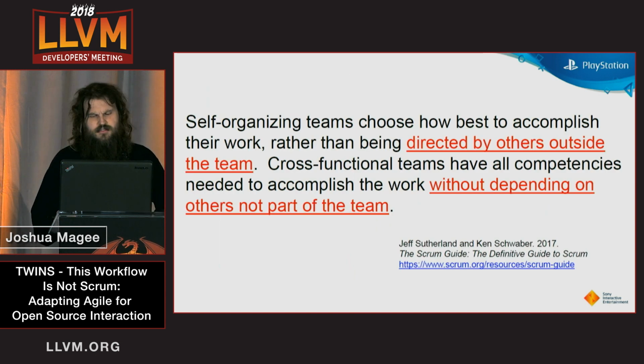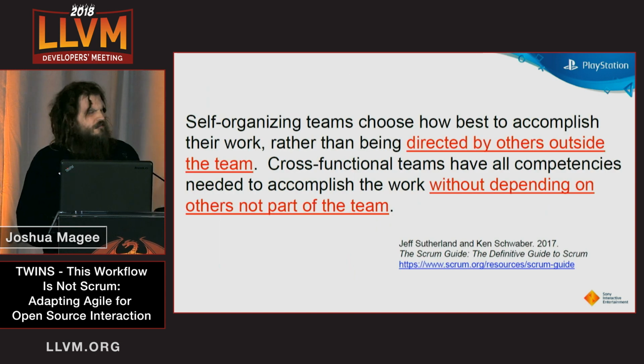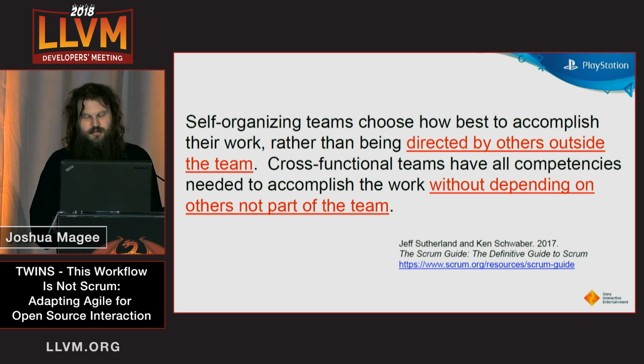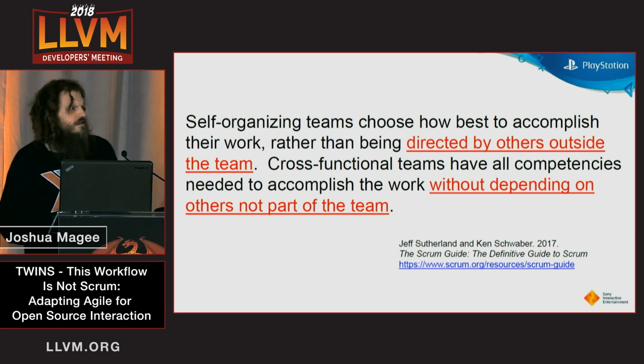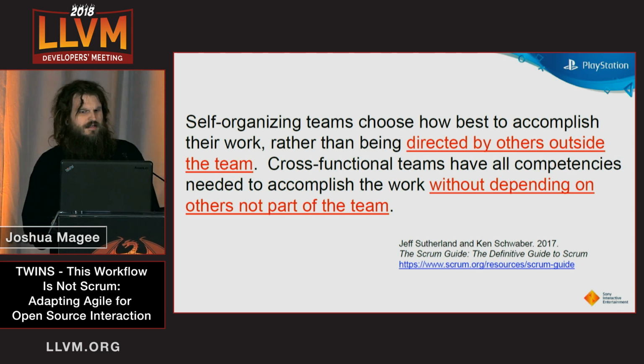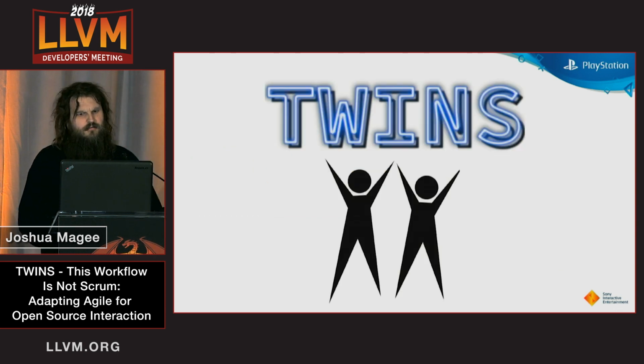And if we look at the definition of Scrum, there's several factors that are somewhat in conflict with working with an open source community. A lot of the work that we do depends on a group, the LLVM community, that's outside of the control of the Scrum team. And a lot of our work's actually directed by others in part. And this is kind of an essential conflict. So what do we do?